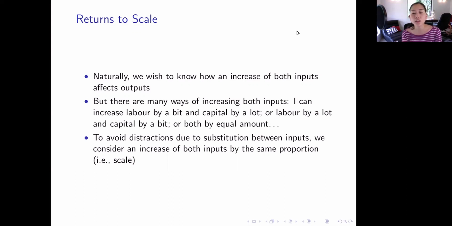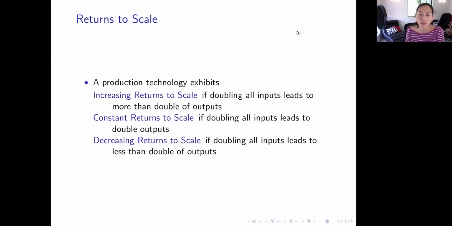To avoid the distractions due to the substitutability between these two inputs, we would consider an increase of both inputs equally, or by the same proportion, or we call it the same scale. And this is the definition of returns to scale. So there are 3 different types of returns to scale.